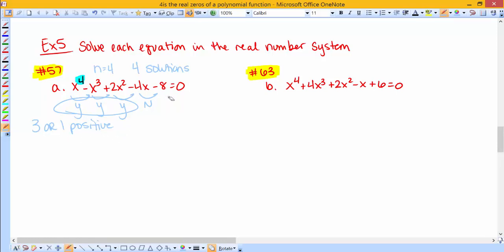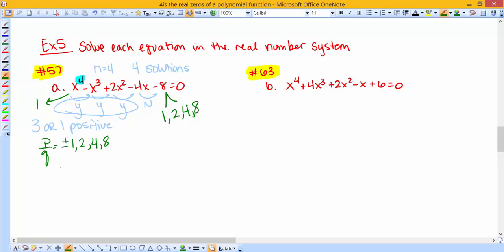So let's look at our P's and Q's. What multiplies to 8? Or divides into 8. 1, 2, 4, and 8. And then what multiplies into 1? 1. So that's actually not so bad. So your P over Q, plus or minus 1, 2, 4, and 8. And since I know that my sign changes are 3 or 1, that's really nice. I'm only going to try the positives.